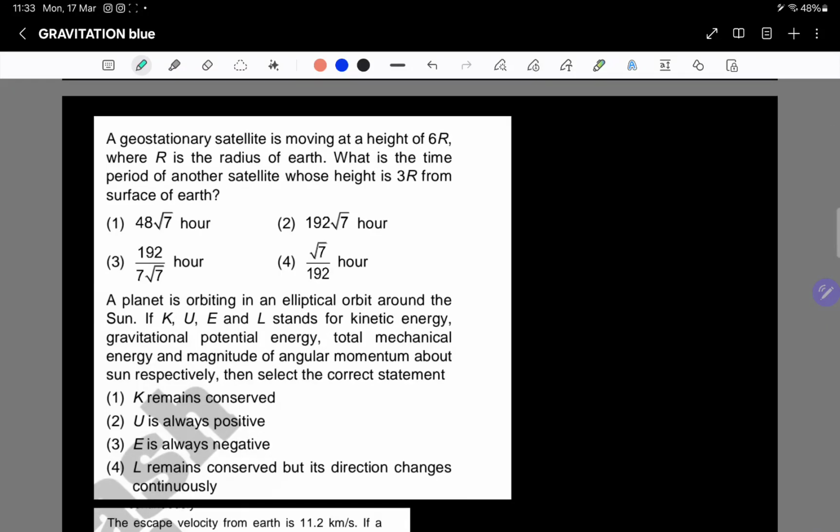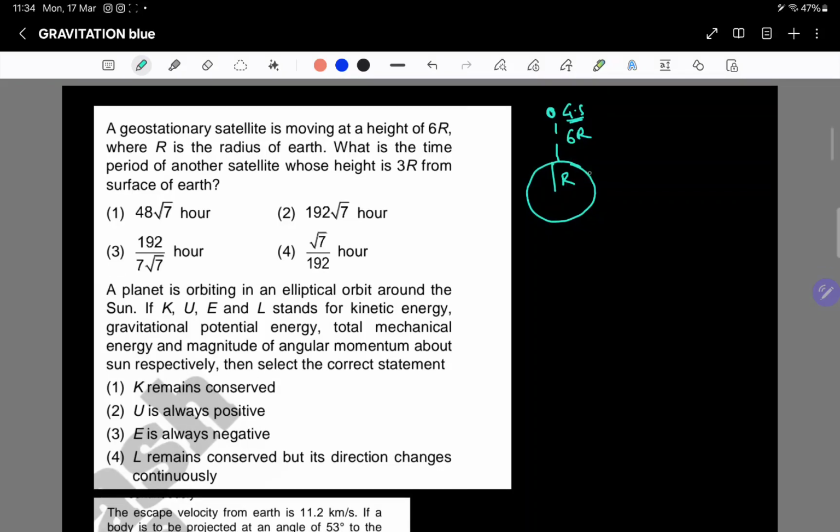A geostationary satellite is moving at a height of 6r, where r is the radius of the earth. What is the time period of another satellite whose height is 3r from the surface of the earth? For example, this is the earth, students, of radius r. So the geostationary satellite is revolving at 6r height from the surface of the earth. You know the time period of a geostationary satellite, students. The time period of a geostationary satellite equals 24 hours, the time period of the earth only, you know very well. So what is the time period of another satellite? From the surface to 3r height it is revolving.